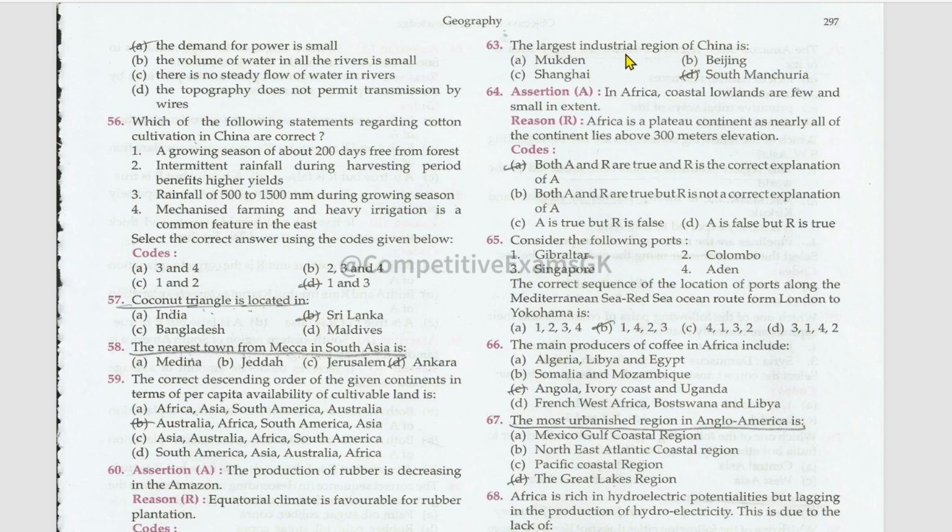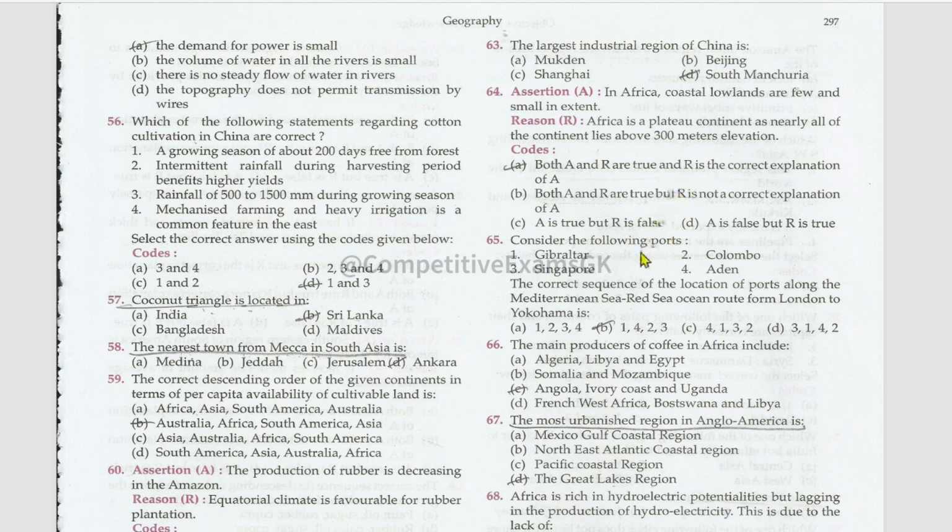The largest industrial region of China is South Manchuria. Next, assertion and reason. In Africa, coastal lowlands are few and small in extent. True. Africa is a plateau continent, as nearly all of the continent lies above 300 meters elevation. True, and the reason is the correct explanation for the assertion.